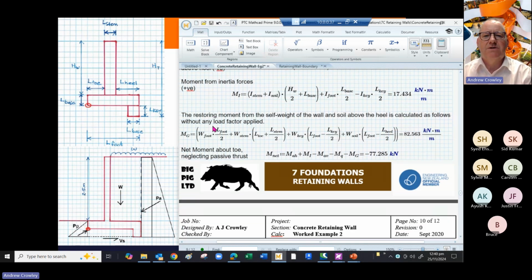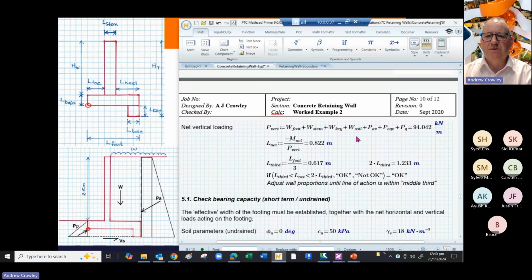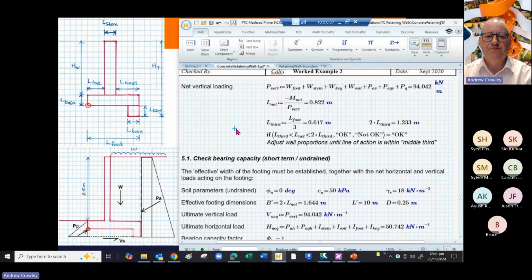So the restoring moment from the self-weight of the wall and the soil above the heel is calculated again by taking the weights and multiplying by the lever arms. You need to look at this diagram on the left to work it out, and that pops out as 82.5 kilonewton meters per meter. You do the summation and you work out the net moment. And so the resultant force has an arm somewhere between 1/3 and 2/3 of the width. So we're in the middle third. If we're not in the middle third, you need to move the dimensions.